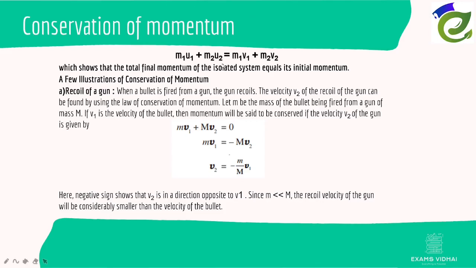Therefore, u1 and u2 are 0, so the left hand side becomes 0. Therefore, small m v1 plus big M v2 is equal to 0. Rearranging the terms, we find the velocity of the gun v2 is equal to minus small m by capital M into v1. Here, the negative sign shows that v2 is in the direction opposite to v1. We also notice that since the mass of the bullet is much smaller than the mass of the gun, the recoil velocity of the gun will be considerably smaller than the velocity of the bullet.